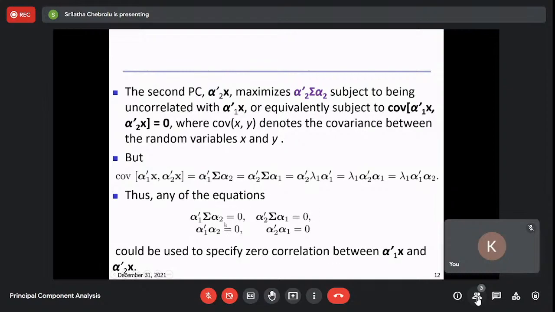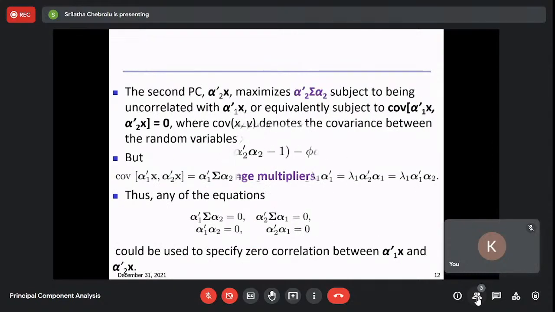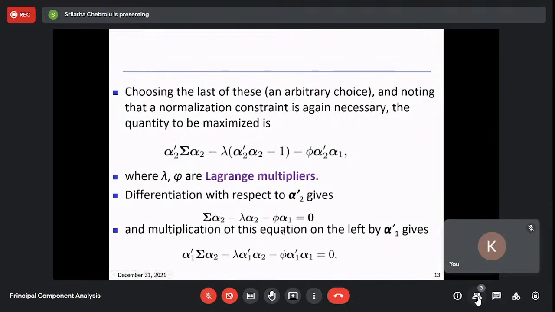Any of these conditions you can use to specify that there is a 0 correlation between PC1 and PC2. Okay? So choosing the last one, they have chosen alpha 2 transpose alpha 1 equal to 0. And then once again they are solving this using Lagrangian. So the objective is to maximize this, subject to these two constraints, right? Once again this is a unit value, right? You might have remembered this unit value.